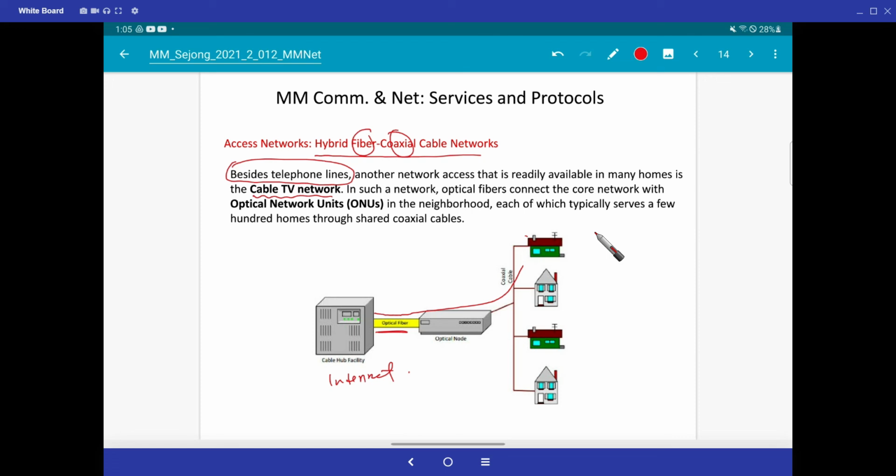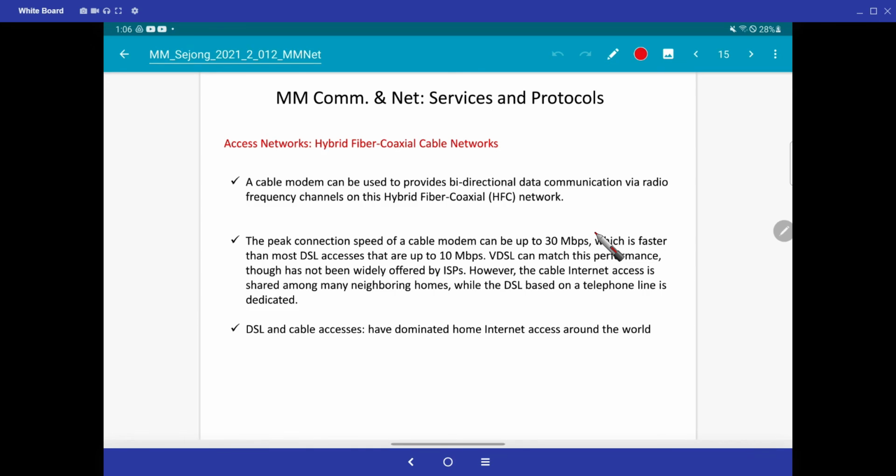So these two forms, one is DSL, digital subscriber line access networks, and the other is cable networks, cable TV networks. These two are very prominent and dominant in the market. Cable modems can be used for bidirectional data communications via radio frequency channels, and in hybrid coaxial networks we need a modem, of course.